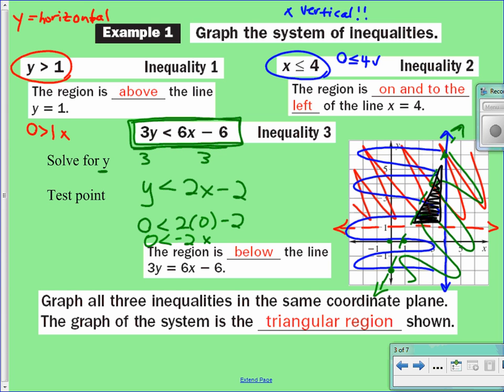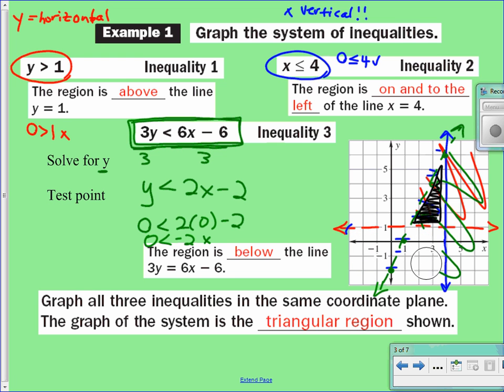Right there has the red shading, the blue shading, and the green shading. Any other section just has two. That shading that has all of my possible solutions is my solution set for this system of inequalities. Everything else is not considered a solution of this system.